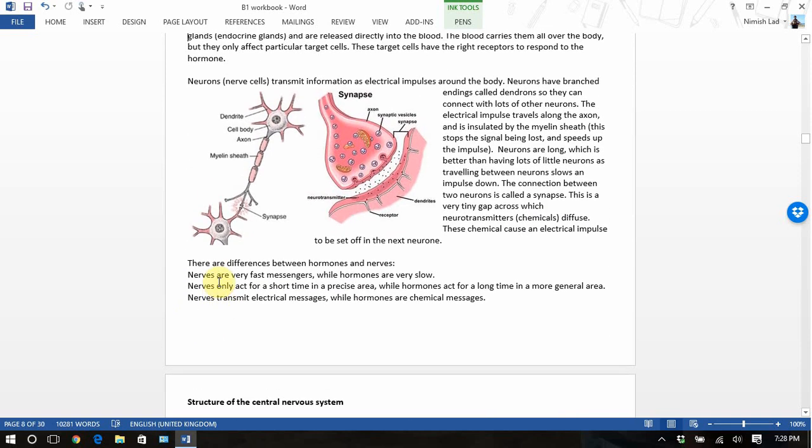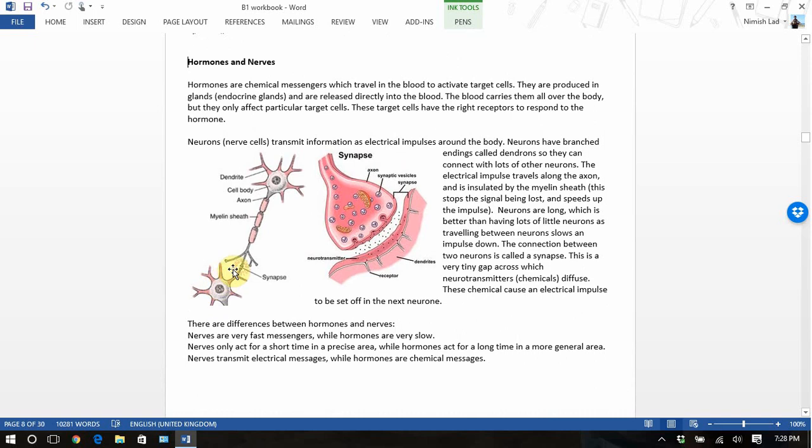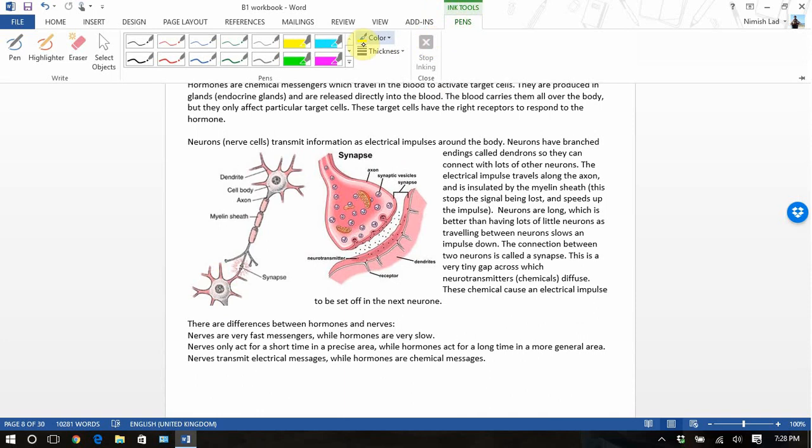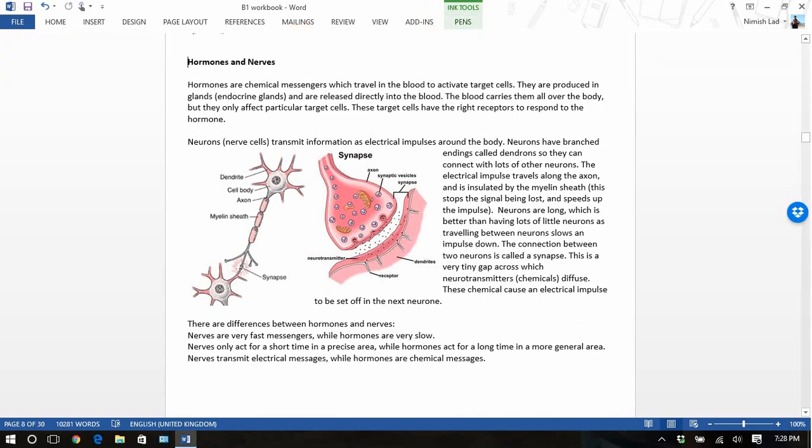Right, so hormones are chemical messengers. We're going to talk about nerves as well as part of this. By the way, we'll get on to the other two parts of homeostasis later on. Hormones are chemical messengers that travel around the blood to activate certain cells, and those cells are called target cells. They're produced in the endocrine system, in the endocrine glands, and they're released directly into the blood. So these are chemicals that are released into the blood.